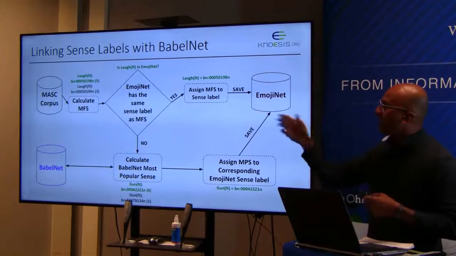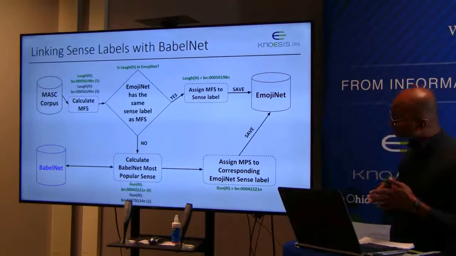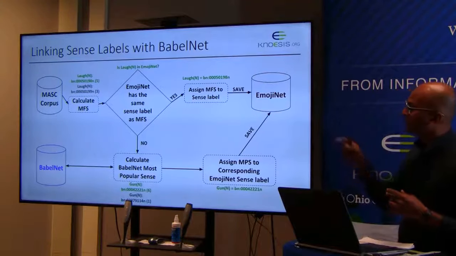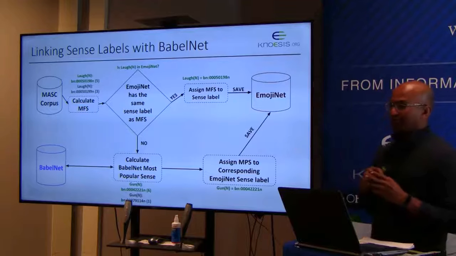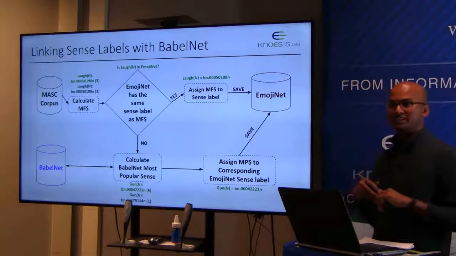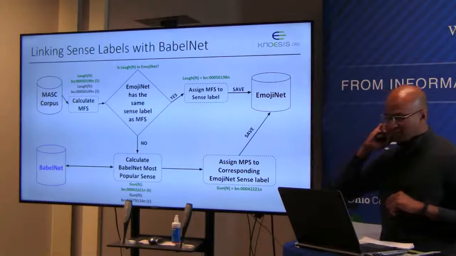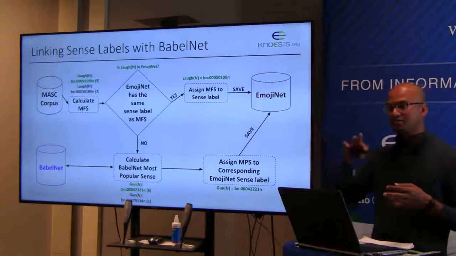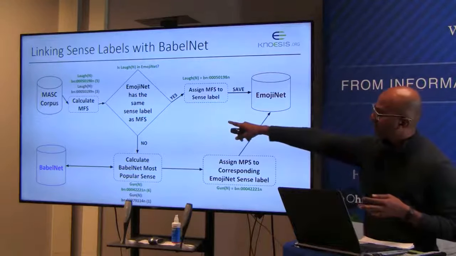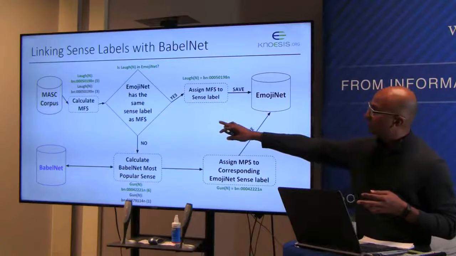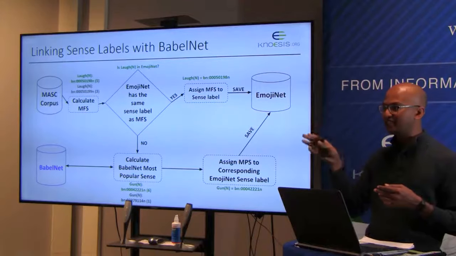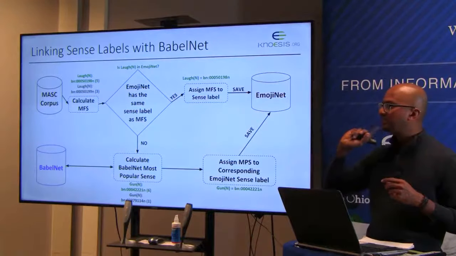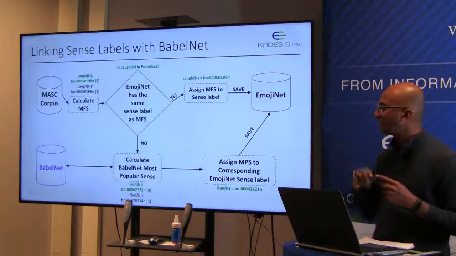We were left with close to 13,000 emoji sense labels to assign machine readable sense IDs to. Now, to assign BabelNet sense IDs to the emoji sense labels that we extracted in the previous step, we used a word sense disambiguation task. For this task, we used a text corpus called MASC. This text corpus is already annotated with BabelNet sense IDs. Using those annotations, we calculated the most frequent sense for each and every word in this corpus, and if that word is present in EmojiNet, we assign the same BabelNet sense ID to that word in EmojiNet.